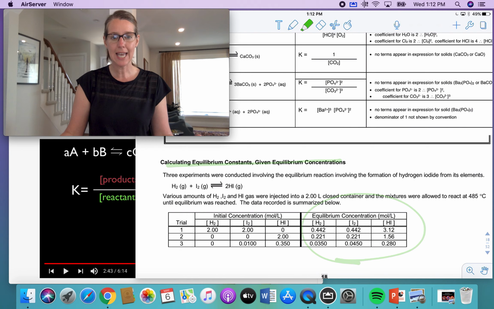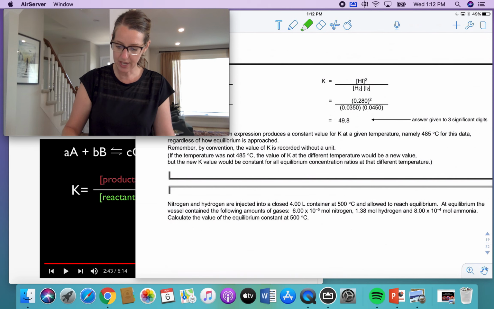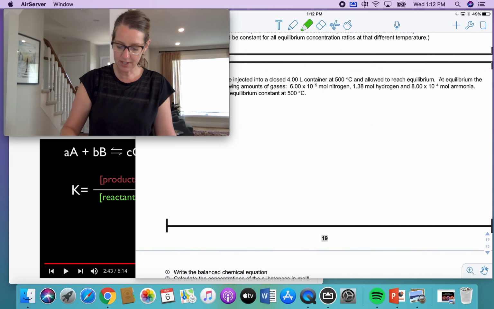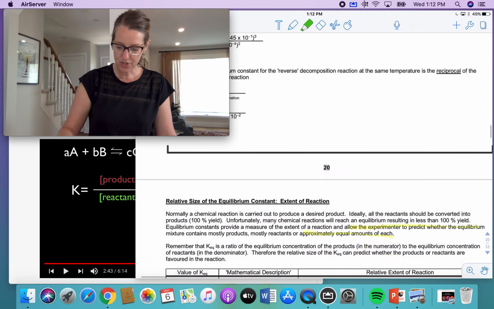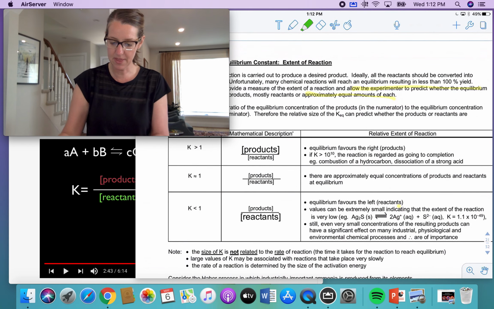You're going to be looking at, do these concentrations show what it is at equilibrium, or do they show a system not at equilibrium? And that's what we're going to be solving next, okay? So you take the values for equilibrium, pop them in, check your answer, okay? Gives you lots of practice here. And so page number 19, page number 20, and that's about it.